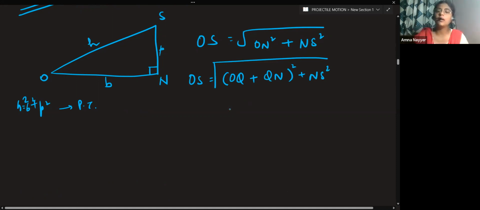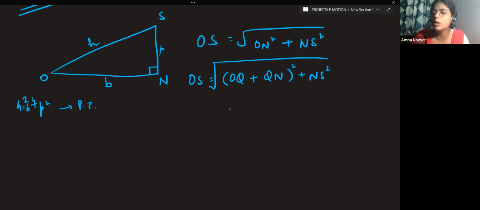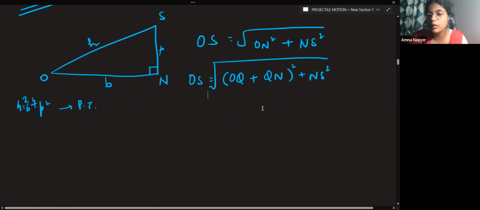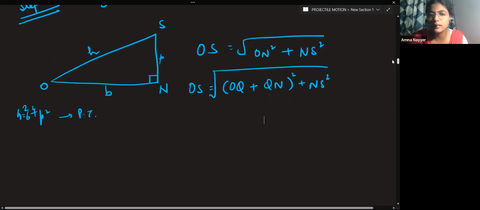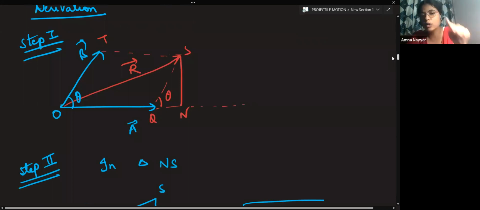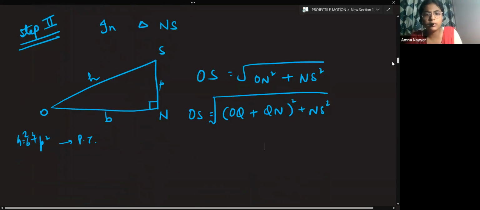Fine, this is it. Now I just have to find out the values of OQ, QN, NS, and I'll get the answer. This is your answer. Resultant is the only thing you had to calculate now. So from here you will get the resultant. Now, if you look at this little triangle QNS, let me draw it separately.